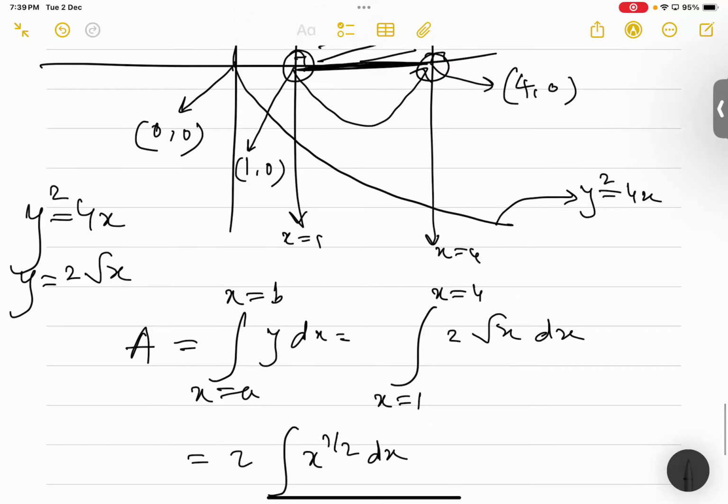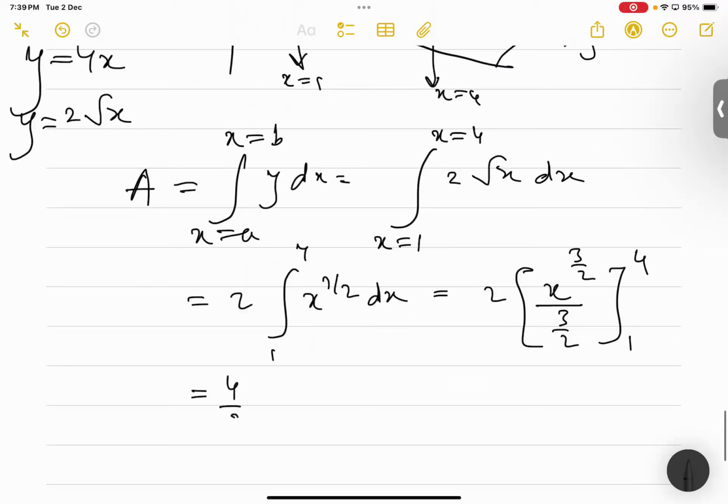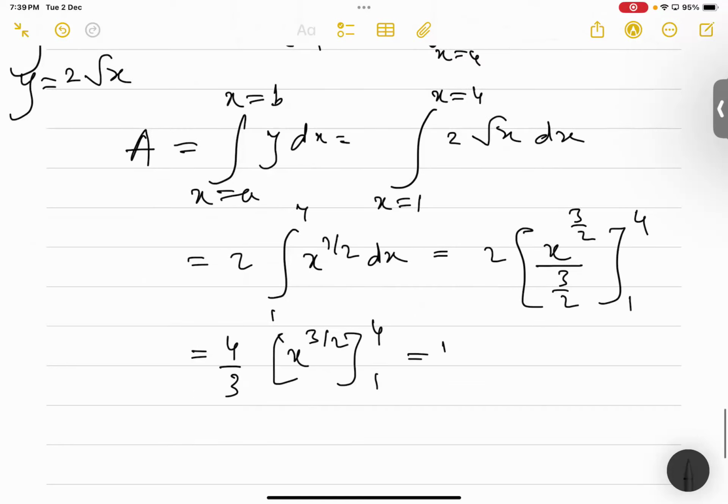X raised to half dx. You can start copying. X raised to half is nothing but x raised to 3/2 upon 3/2, 4 and 1. 4/3. ये 4/3 कैसे आया समझा ना. Okay, so 4/3 curly bracket, please, because 4/3 is common for both the boxes, not the first box. Don't miss out on this curly bracket, please.